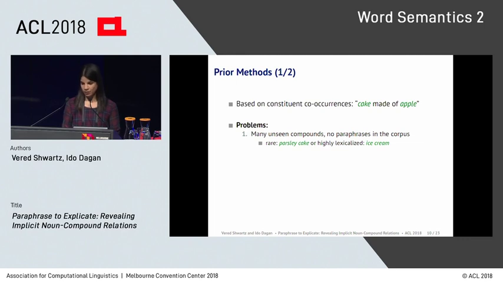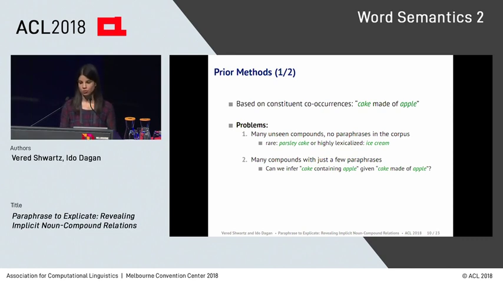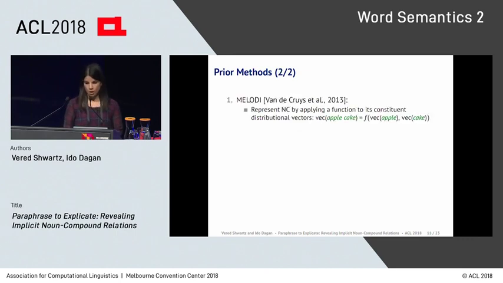And on the other hand, you may have some compounds that do have paraphrases in the corpus, but they just have very few paraphrases. And we would want our model to be able to extract more semantically related paraphrases. So for example, if we observe "cake made of apple", we would like our model to infer that it's also "cake containing apple". So prior work provides partial solutions to either one of these problems, but not to both of them.